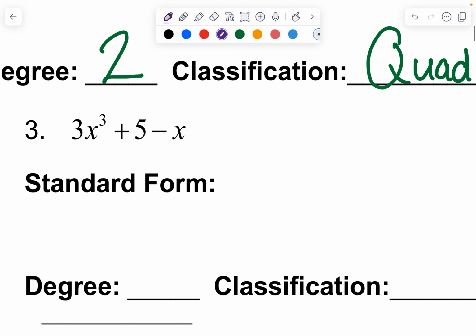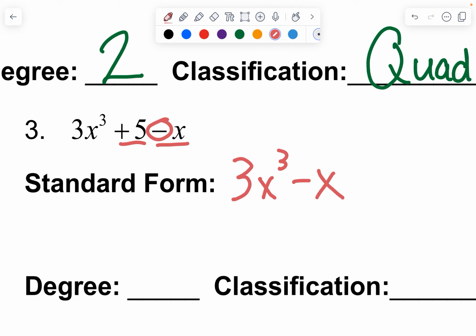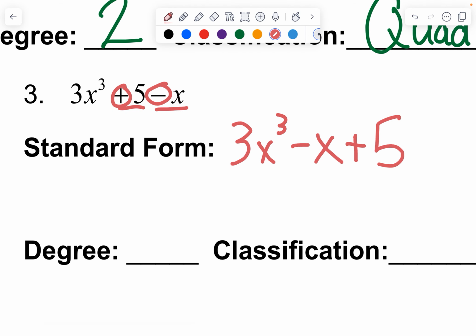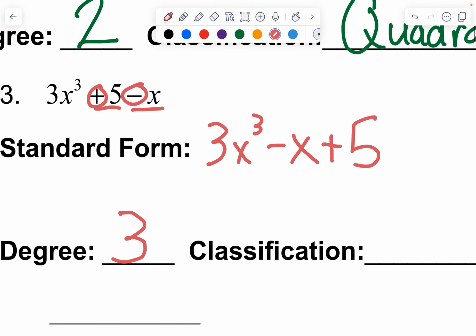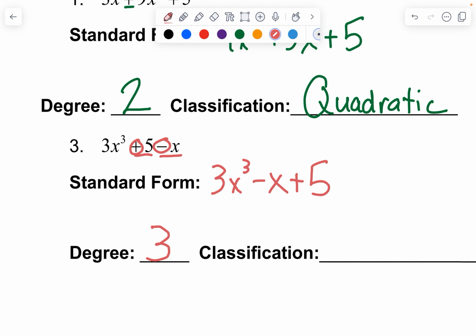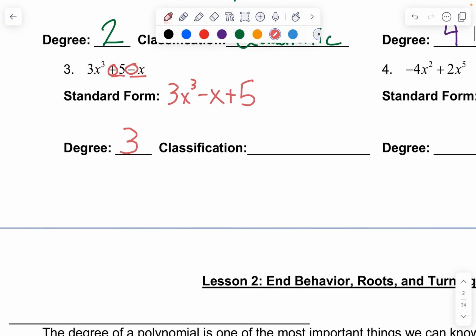All right, so these last couple ones here, 3x cubed plus 5 minus x. The 3x cubed, that is already my largest exponent, so I'm going to leave that in front. But then look, I have to flip-flop these two around. Remember, you got to keep signs. Signs is the thing we got to watch for here. You got to keep that minus with x, that one right there, and then you got to keep this plus with 5. And that is going to be my standard form for this polynomial. So my highest exponent is 3. And 3 is going to be, if you reference that list above, a cubic.